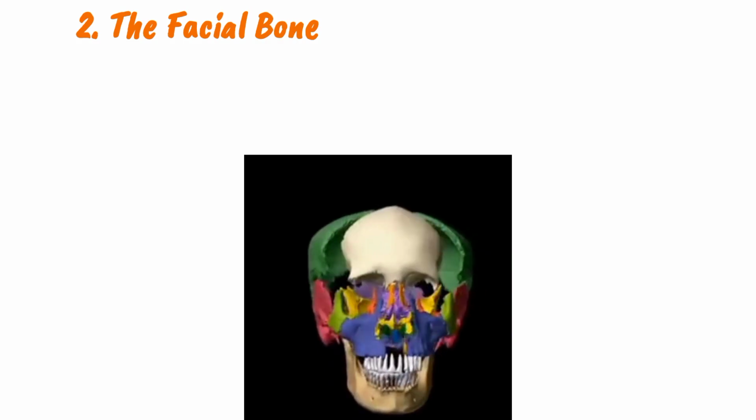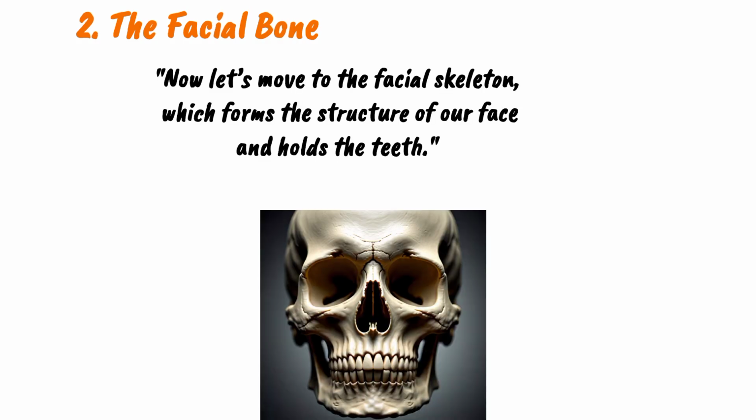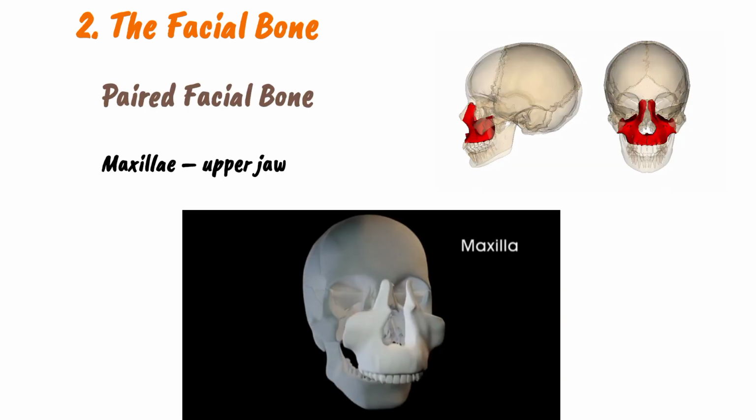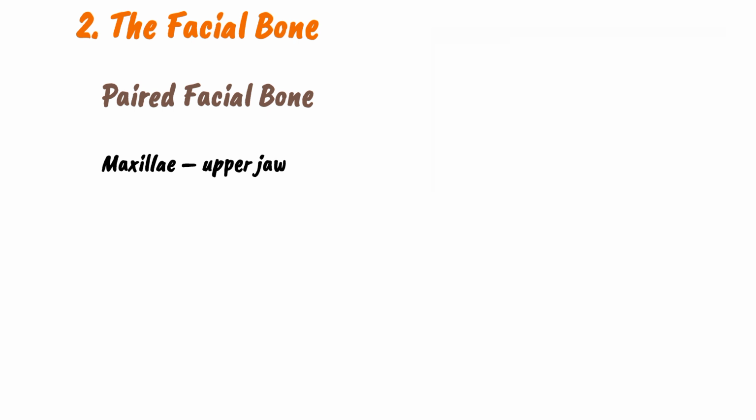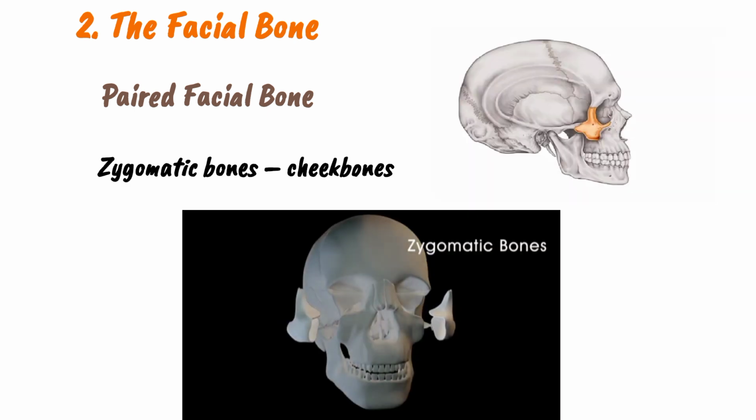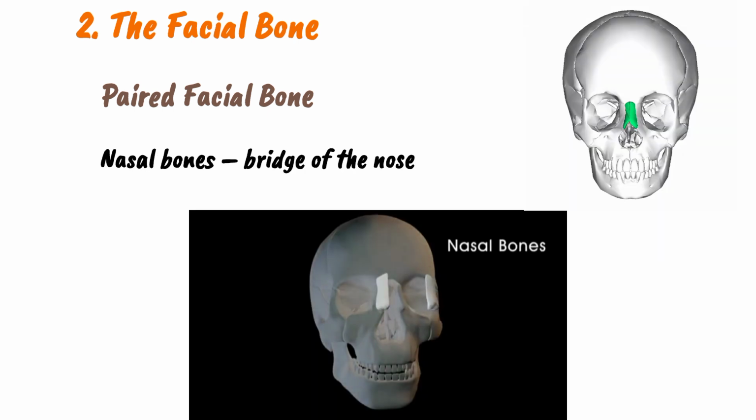2. The facial bones. Now let's move to the facial skeleton, which forms the structure of our face and holds the teeth. Paired facial bones. Maxillae, upper jaw. Zygomatic bones, cheekbones. Nasal bones, bridge of the nose.